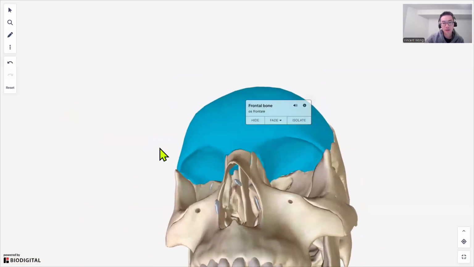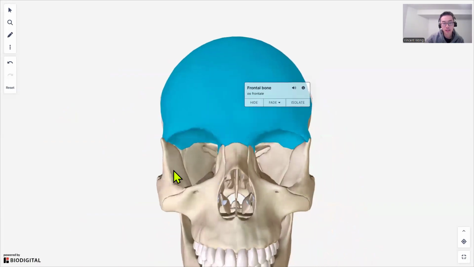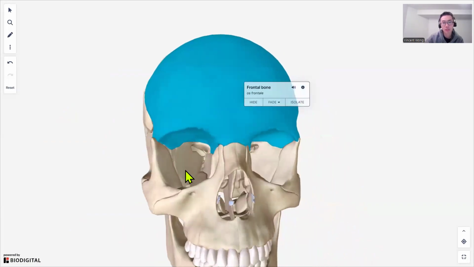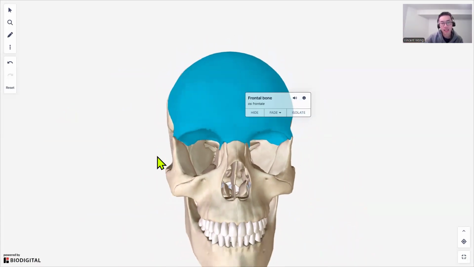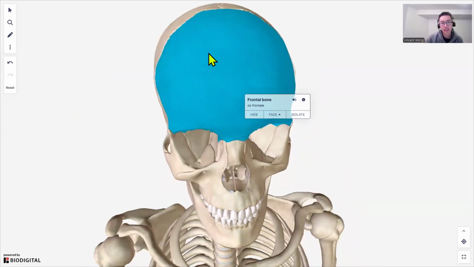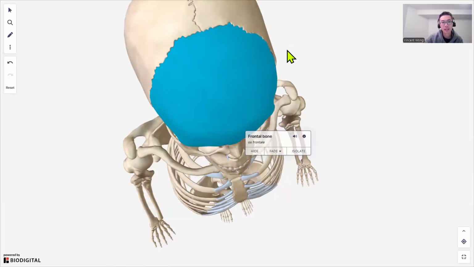So you want to pay attention to that. I'm going to ask you questions later on about which bone forms which part of the eye socket. So write it down. Frontal bone forms the upper part, superior part of your eye socket. Another name for eye socket is orbit. Now I'm just going to rotate the head here to the top.